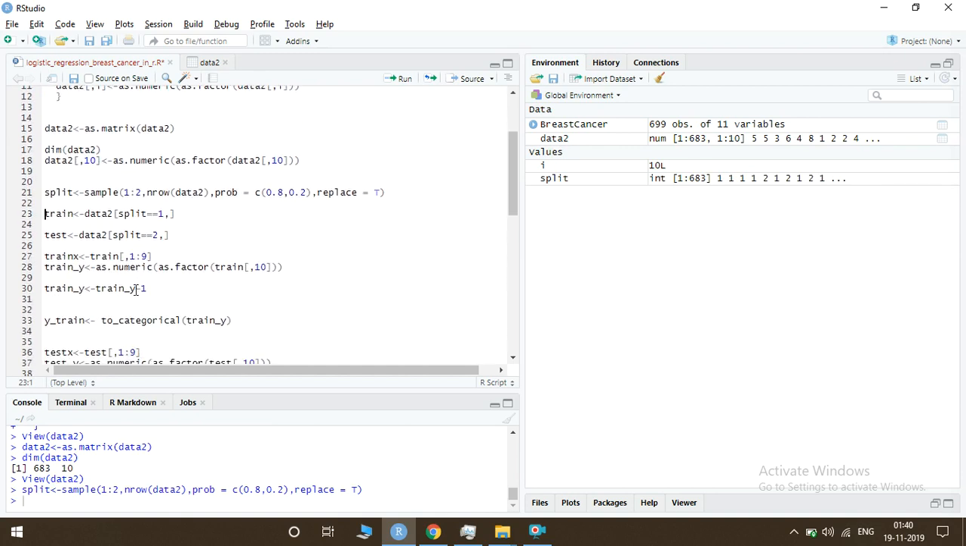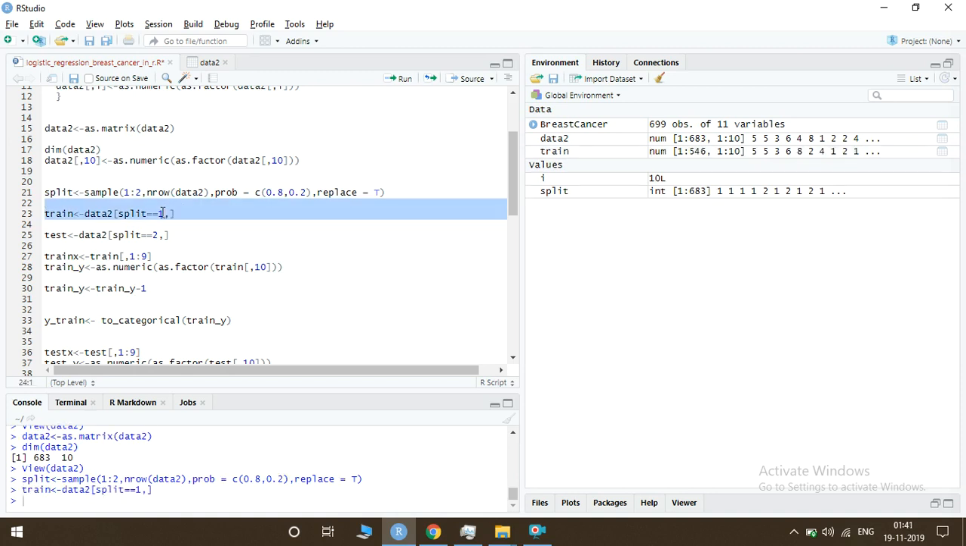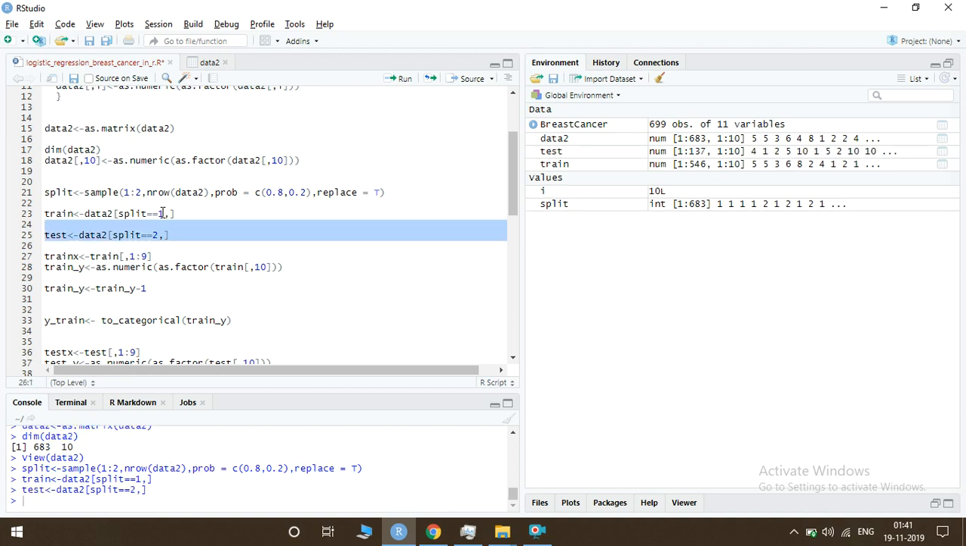Next, I want to specify what would be my training data set and what would be my test data set. All right. So over here, I would just inform that those rows which have a split equal to 1 would be assigned as the training data set, and those rows which have a split equal to 2 will be assigned as the testing data set. Okay.